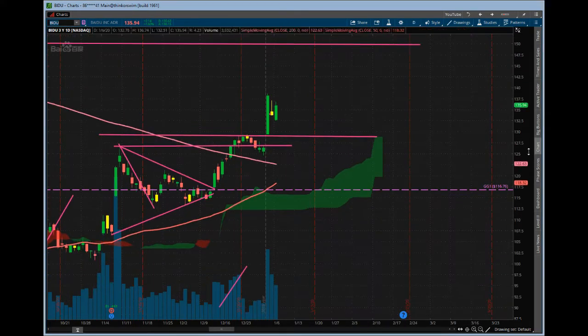And then Baidu. Yeah, Baidu is pretty interesting today. Inside day gap down. We had a lot of inside days that gap down and then started to work their way up. So we saw Baidu try to do that today. So it did close in the upper end of that range. So let's see if we get some bullish follow through on that.